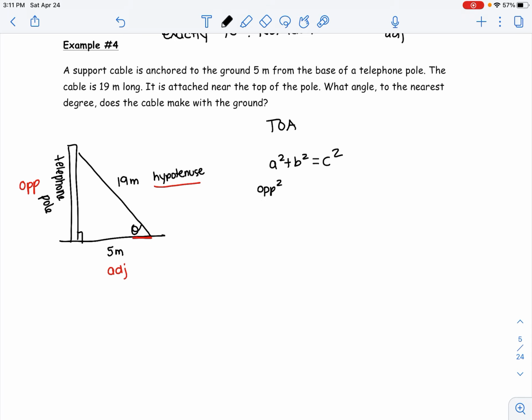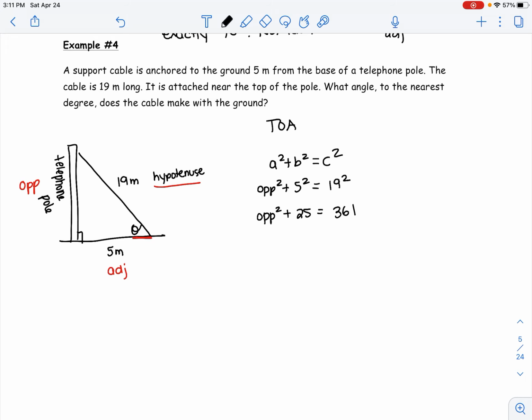So we can say opposite squared plus our adjacent squared, which is our legs, 5 squared, equals our hypotenuse of 19 squared. So I'm just replacing 5 into either A or B, and our hypotenuse always has to be, in this case, 19. So we're going to calculate each one of these and solve for the opposite side. So 5 squared is 25, using my calculator. 19 squared is 361.